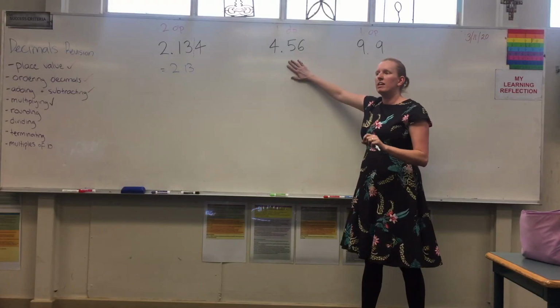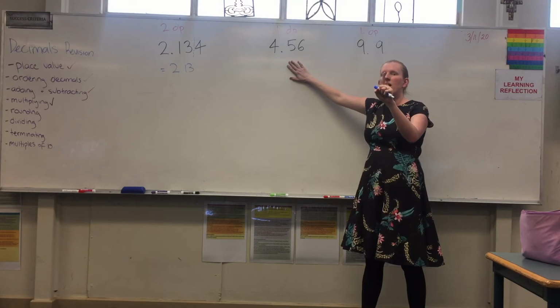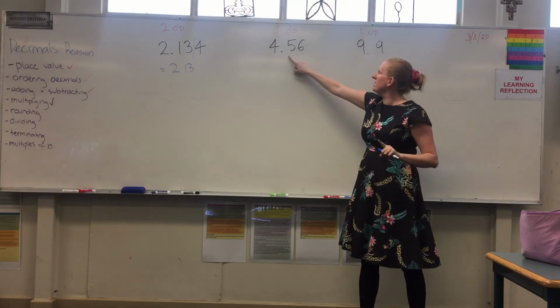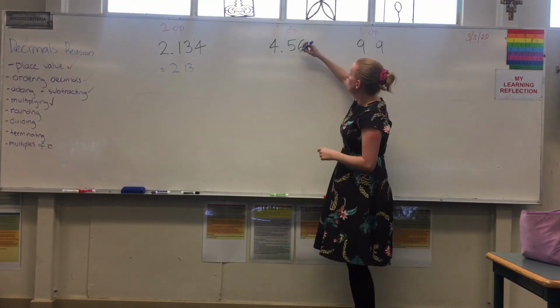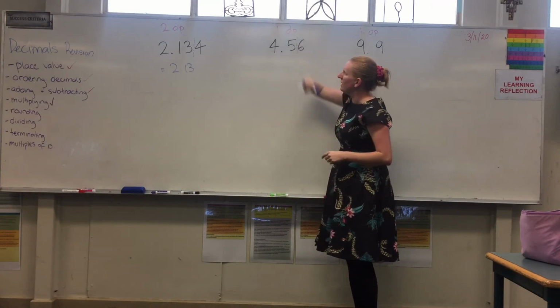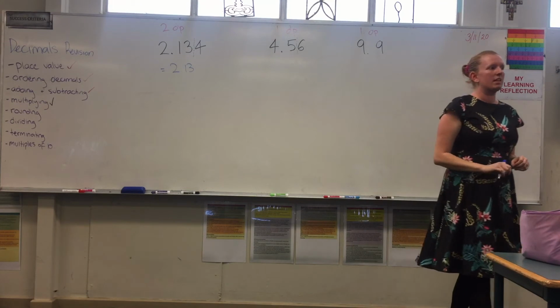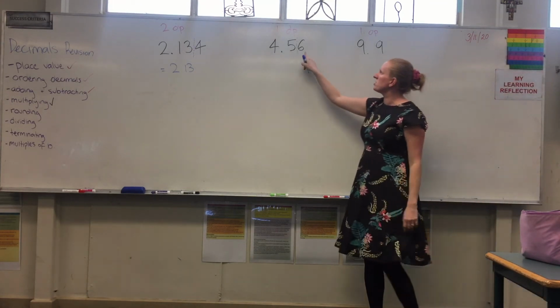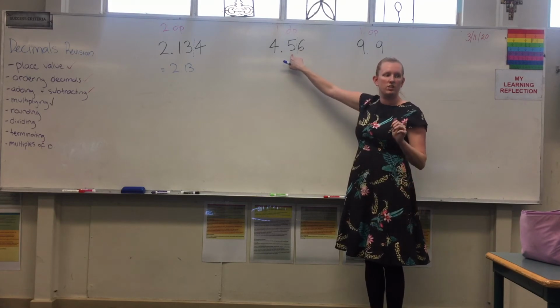Next up, I want to round to 1 decimal place. So I count 1 decimal place after, and I put a dotted line there. Now the number 6, does that round up or down? Up. So what happens to this 5? 5 goes to a 6.